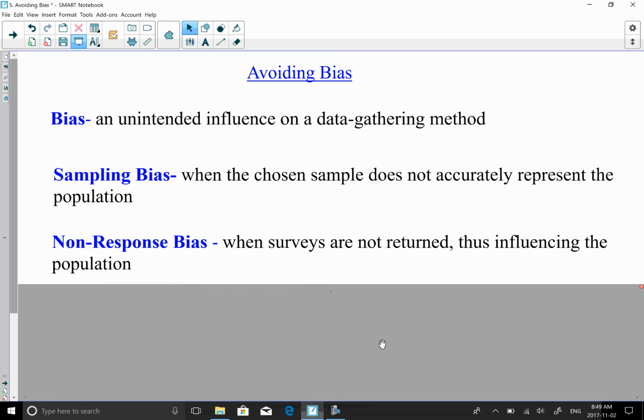Non-response bias, this one's usually easy to identify. It's when surveys are not returned. This influences the whole population. So if you're directing surveys and you don't get the results back, then you're influencing the whole population. So you might have made sure that you don't have sampling bias by giving surveys to the right people, but then you'll have a non-response bias.